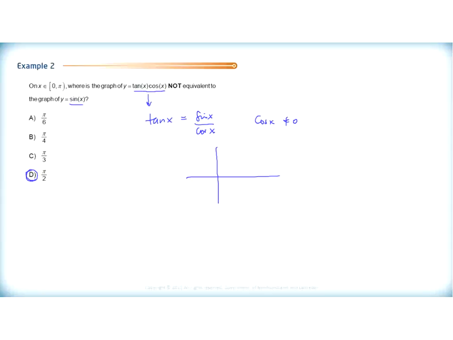That's what we're looking at. Where is cosine x equal to 0 between 0 and pi? Here's pi. Cosine x is equal to 0 at pi over 2. Cosine x cannot equal 0 because this function is undefined when cosine x equals 0. So the correct answer again is pi over 2. A couple of ways you could have done that.